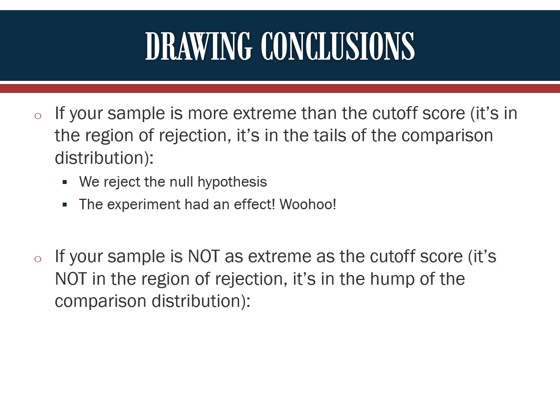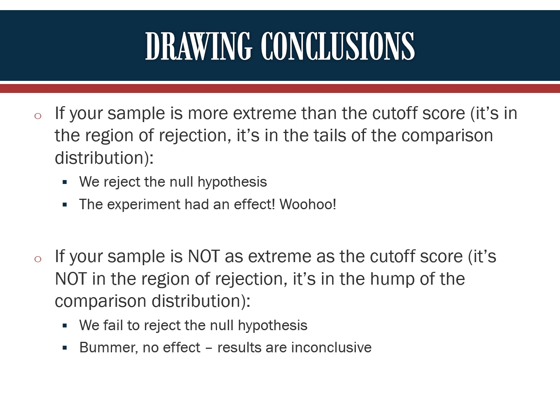If, however, our sample is not as extreme as the cutoff score, so if it's not in the region of rejection, and instead it's in the hump of the comparison distribution, that's when we say that we fail to reject the null hypothesis. So if it's not in the region of rejection, we cannot reject the null. Instead, we say that we fail to reject the null. Bummer, no effect, results are inconclusive.